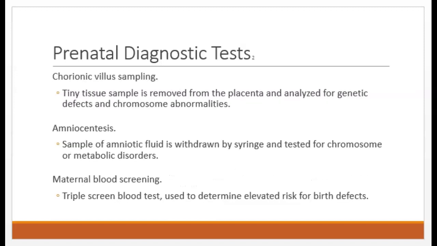There is also chorionic villus sampling, where a tiny tissue sample is removed from the placenta and analyzed for genetic defects and chromosome abnormalities. There's amniocentesis, where a sample of amniotic fluid is withdrawn by syringe and tested for chromosome or metabolic disorders. And there is maternal blood screening, which is a triple screen blood test used to determine elevated risk factors for birth defects.